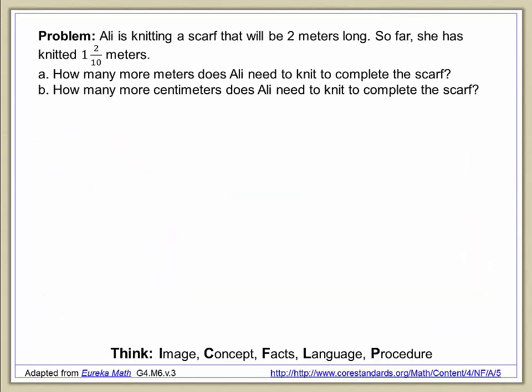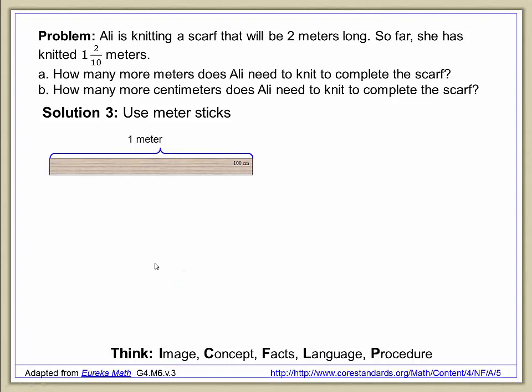Next, we'll look at a problem that involves many of the same ideas, but also introduces mixed numbers and some subtraction. Here's the question. Ali is knitting a scarf that will be 2 meters long. So far, she has knitted 1 2/10 meters. How many more meters does Ali need to knit to complete the scarf? And then we'll do some unit conversion and ask how many more centimeters does Ali need to knit. So we're looking for a 2 meter long scarf, and we'll use a solution that visualizes this with meter sticks, going back to our images.